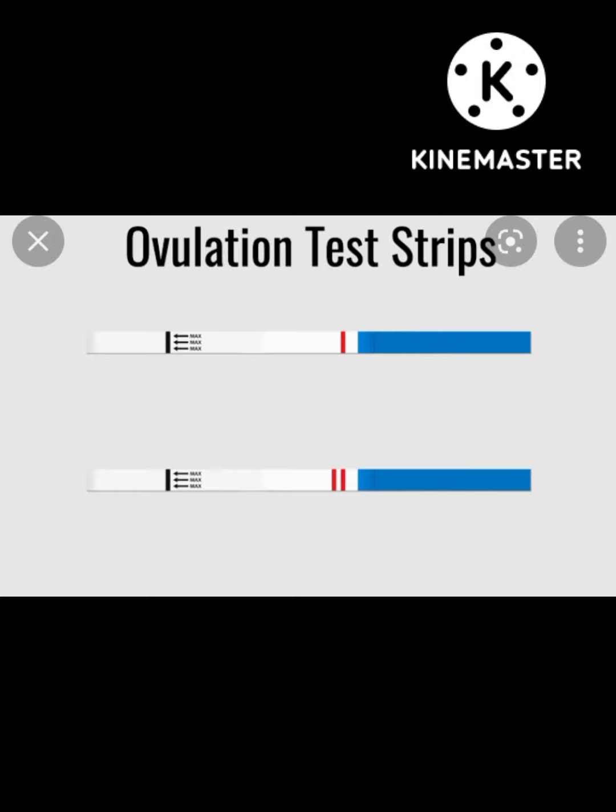Side effect of ovulation detection. Your cervical mucus: you may notice clear and more slippery mucus around the time of ovulation. Body temperature: there is a small rise in body temperature after ovulation takes place, which you may be able to detect with a thermometer.